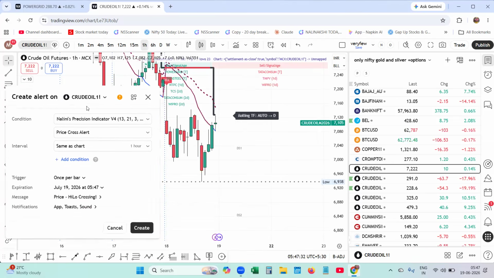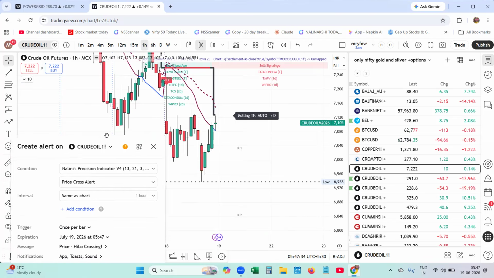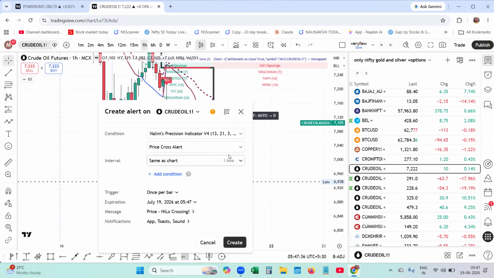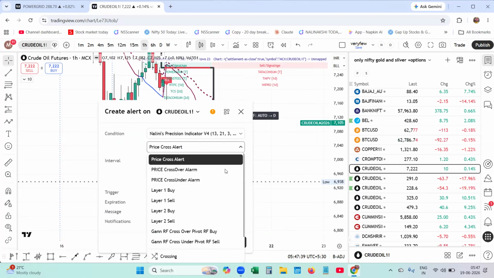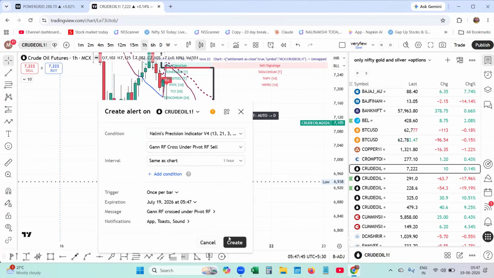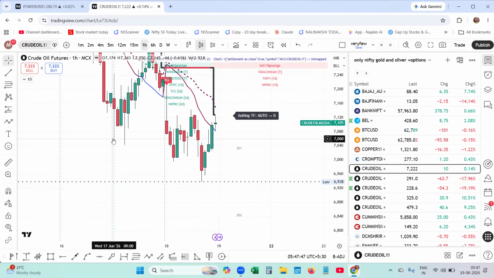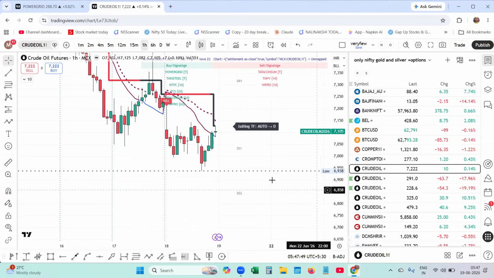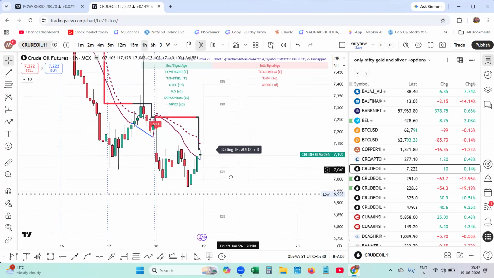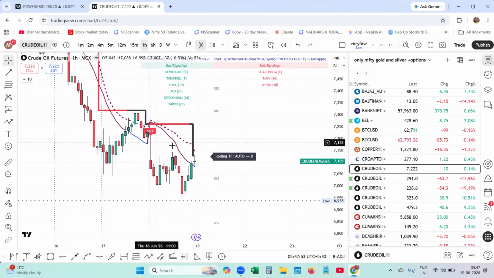Let us see what is the trend here. Trend is down. Okay, then we will keep pivot RF sell. Alert has been kept on, so you need not continuously watch. Let the market go up. At here, sell already is there.